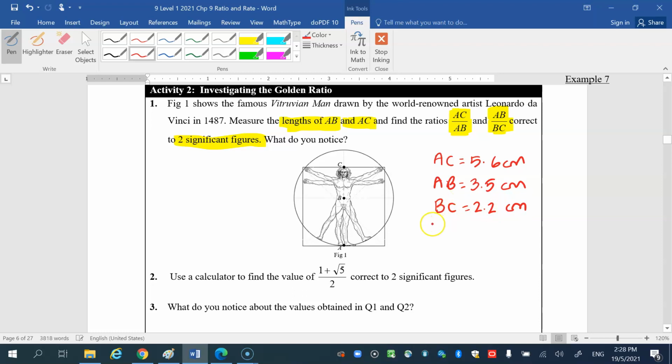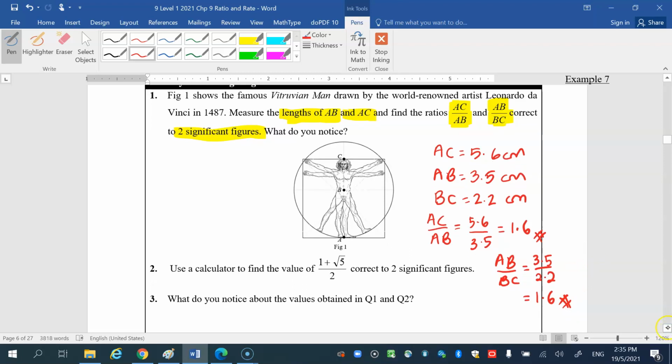Okay, so let's go and find the ratios. AC over AB is 5.6 over 3.5, which gives you a ratio of about 1.6. Okay, now what about AB over BC? So let's find what is AB over BC. We take 3.5 divided by 2.2. We press calculator, we get 1.59 something something something. But to 2SF, that would be 1.6 as well. Okay, that is for question 1.